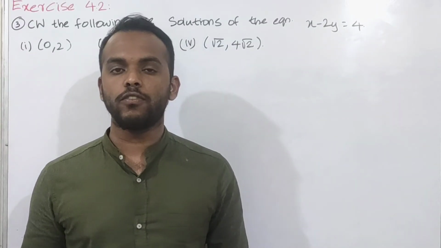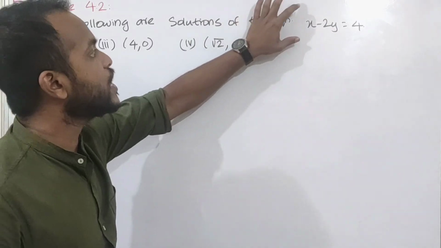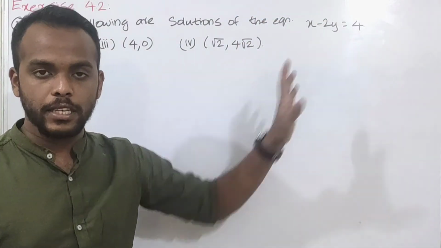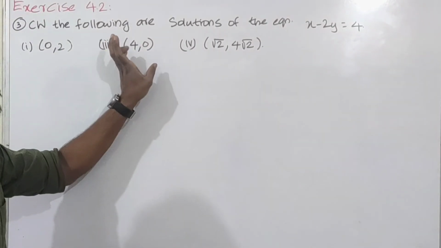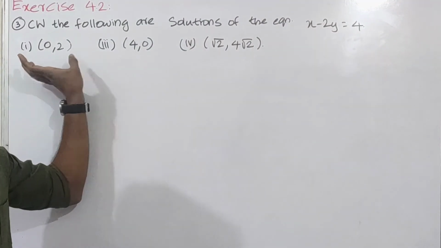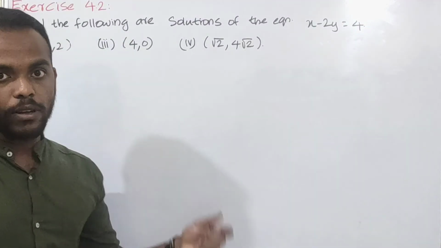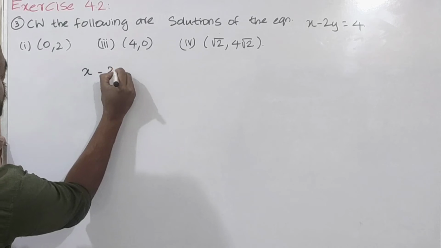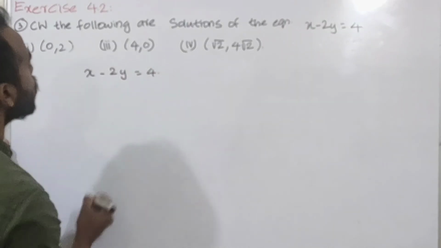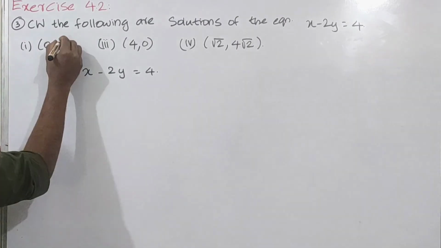This is the third question of 4.2. The question is to check whether the following are solutions of the equation x minus 2y is equal to 4. So if any given pair is a solution of this equation, then LHS would be equal to RHS. So let's try to check that. The equation is x minus 2y is equal to 4.